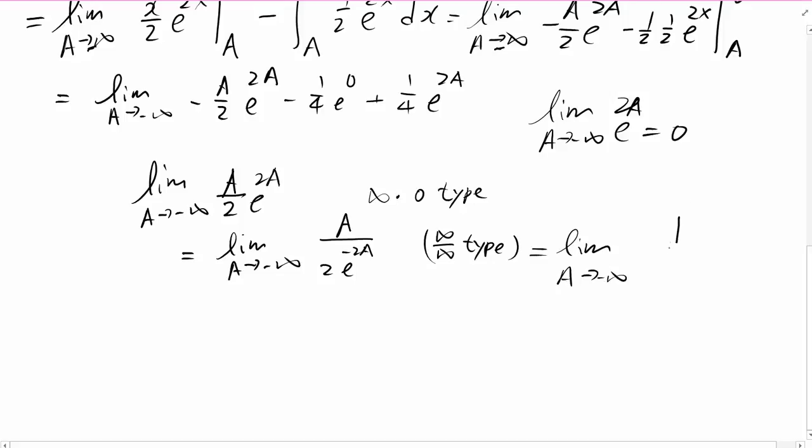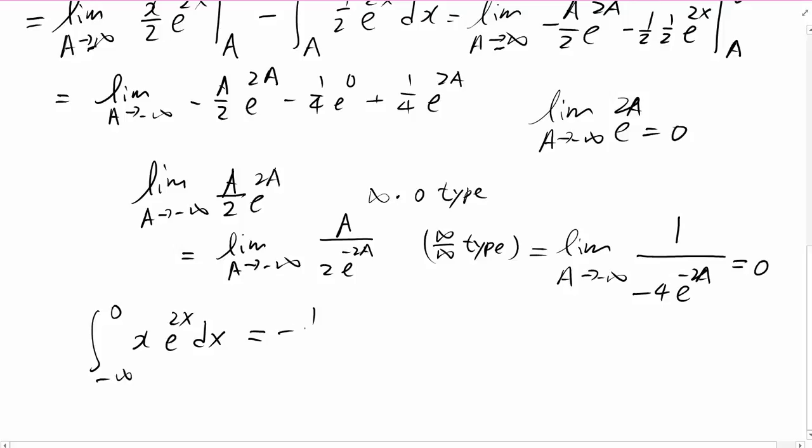So this is 1 over here, and then this part will be negative 4 e to the negative 2a. Now if you look at this limit, the denominator goes to infinity and numerator is 1, so the limit over here is 0. So finally we have this answer: the improper integral from negative infinity to 0 of x e to the 2x dx is equal to negative 1/4.